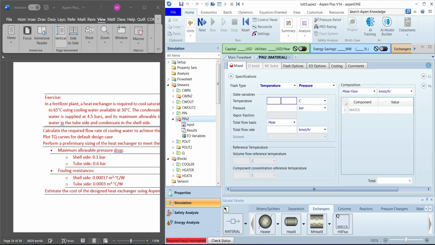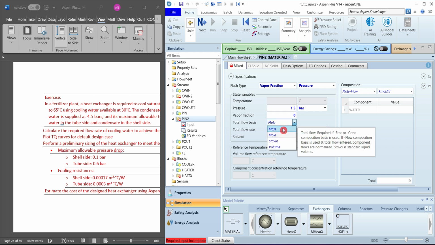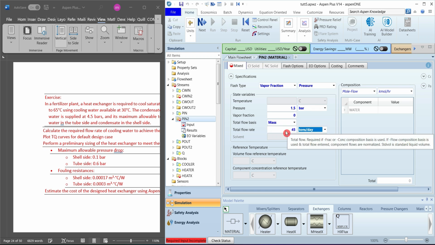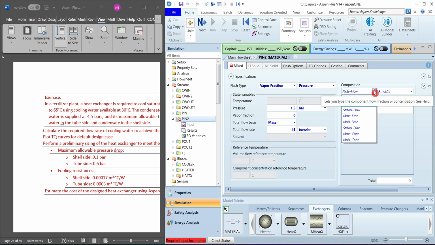Again, the specifications are the same as we were working previously. The process stream inlet temperature we don't know, but we do know the vapor fraction of the inlet, that is 0. The pressure is 1.5 bar. Mass flow rate is 45 tons per hour. Be careful in the composition section. Always select a fraction if you are working with the composition. Of course, we can define the composition in terms of the flow rates as well.